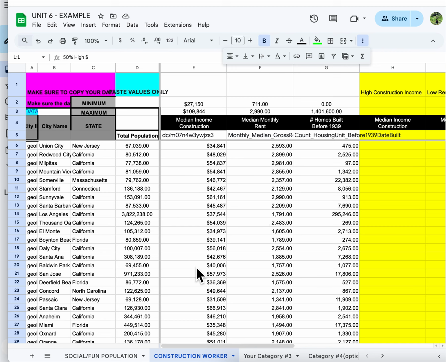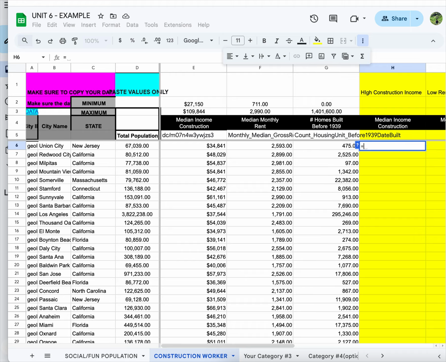Okay, so let's say that you want to be a construction worker, and so you're going to look at the variables of how much does a construction worker get in these cities, how expensive is the rent, and then also, do they have a lot of old houses built before 1939? Okay, so the first thing you might want to do is look for places with high income.